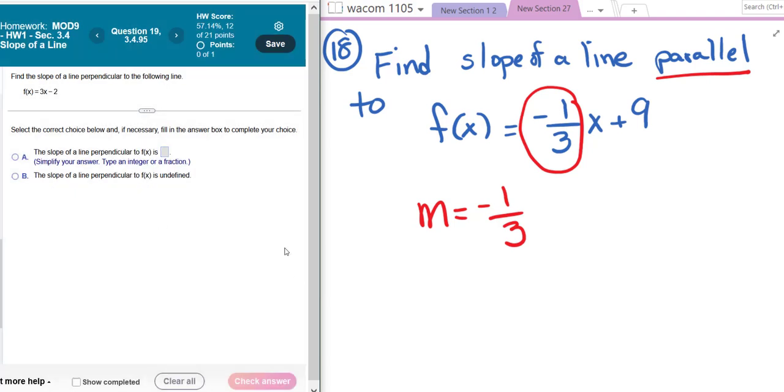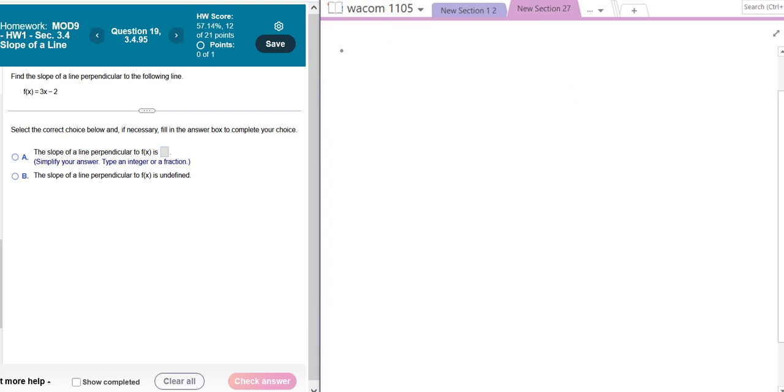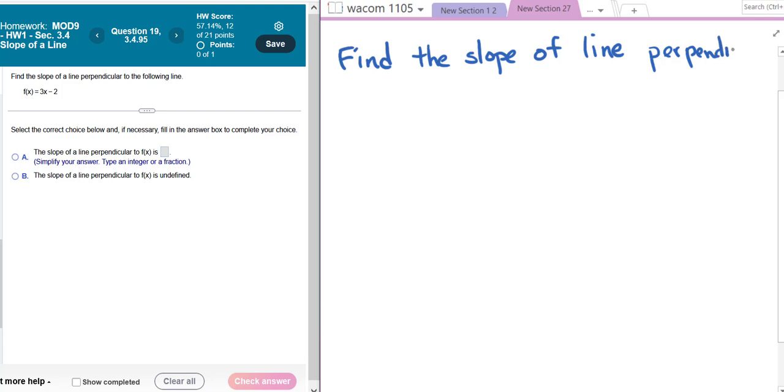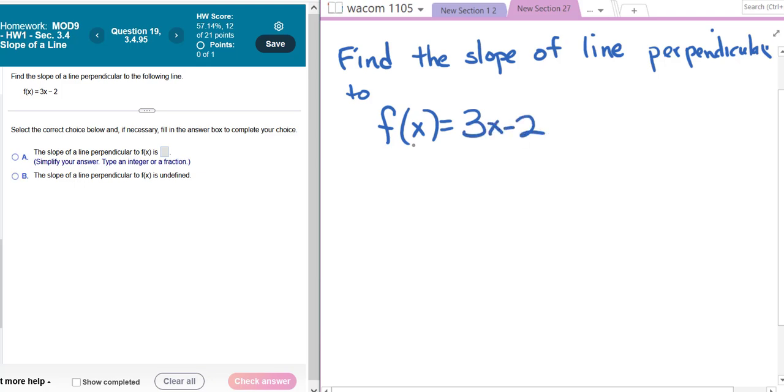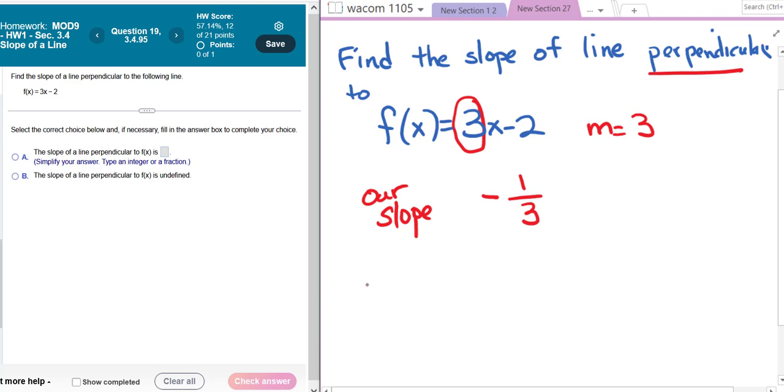All right, here's this one with perpendicular. So they're giving us a line, and they say find the slope of a line perpendicular to this line. So this is in the slope-intercept form. Its slope is 3, right? Ours is going to be perpendicular. So we want the opposite sign, which will be negative, and we flip it over. Our slope will be negative 1/3. That will be perpendicular.